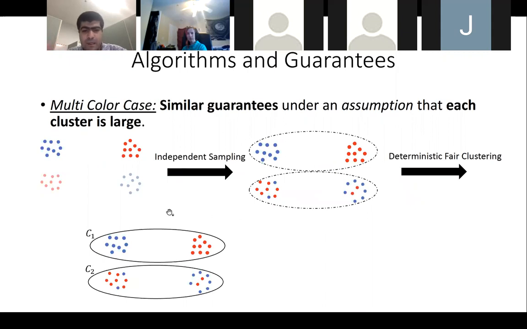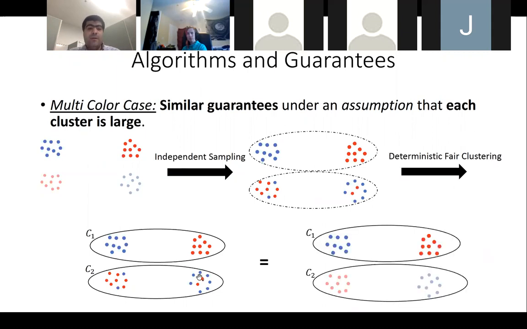So this is the sketch of our solution for the multicolor case. We take the instance, do independent sampling, and end up with a deterministic instance. We then run deterministic fair clustering, and we actually retrieve a clustering that's equal to the probabilistic fair clustering.